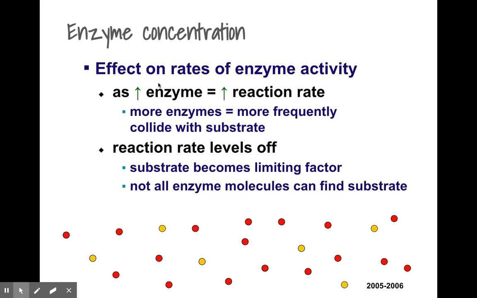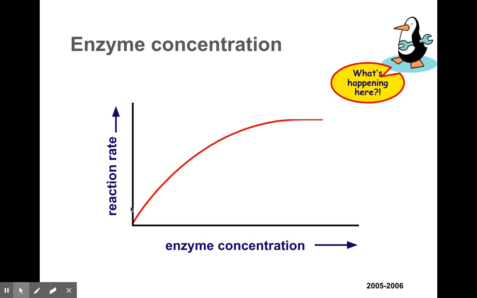So the effect on rates of enzyme activity. As I increase the enzymes, I increase the reaction rate, meaning more enzymes equals more frequently collide with the substrate. The reaction rate will level off, meaning that the substrate becomes the limiting factor and not all enzyme molecules can find the substrate. So going back, eventually once there's no more substrate to break apart, this reaction here then starts to level off.